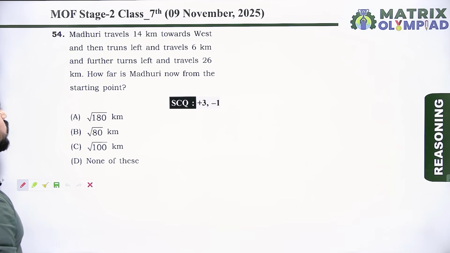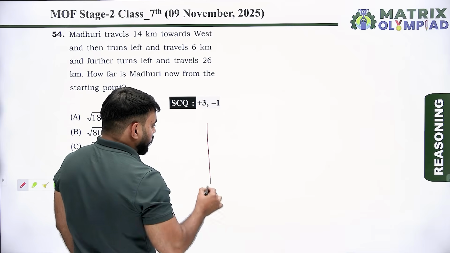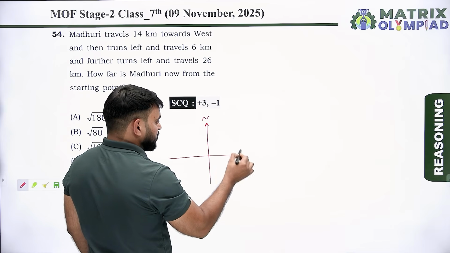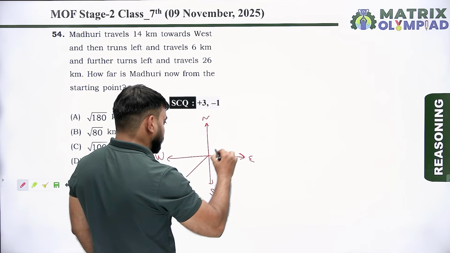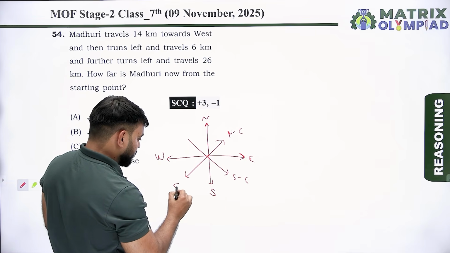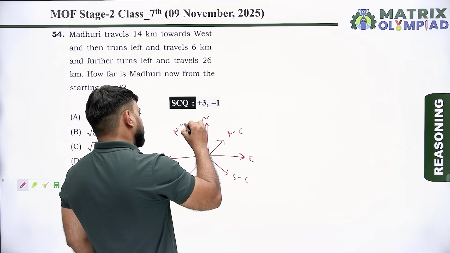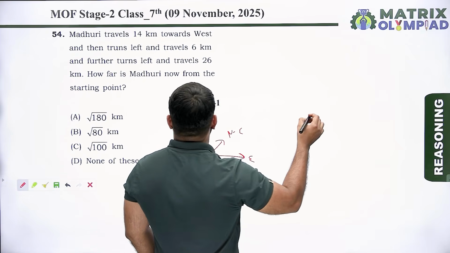Madhuri travels 14 km towards west and then turns left and travels 6 km and further turns left and travels 26 km. How far is Madhuri now from the starting point? As we know, there are 4 types of main direction. This is north, this is east, this is south, and this is west. And there are 4 types of cardinal direction. This is northeast, this is southeast, and this is southwest, and this is northwest. So now question is, Madhuri travels 14 km towards west.